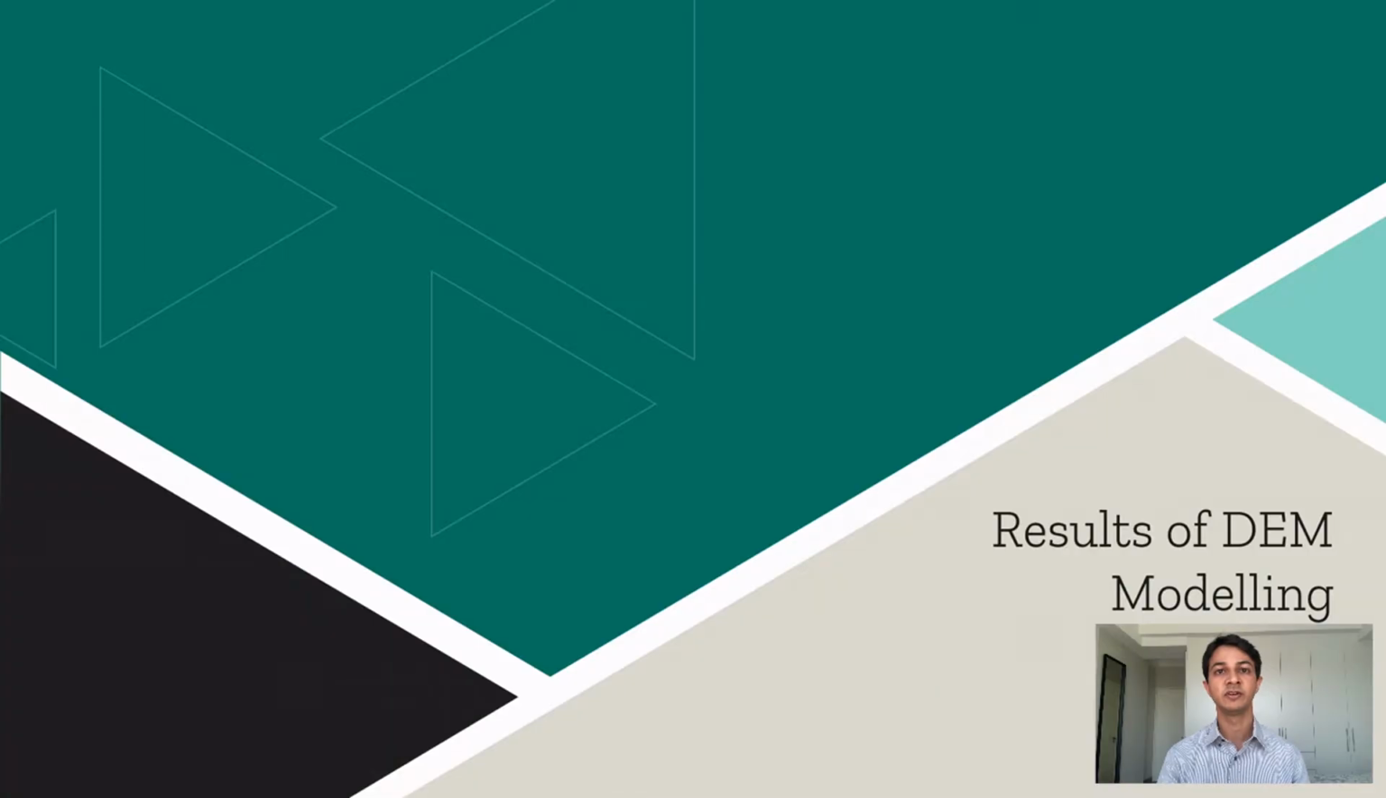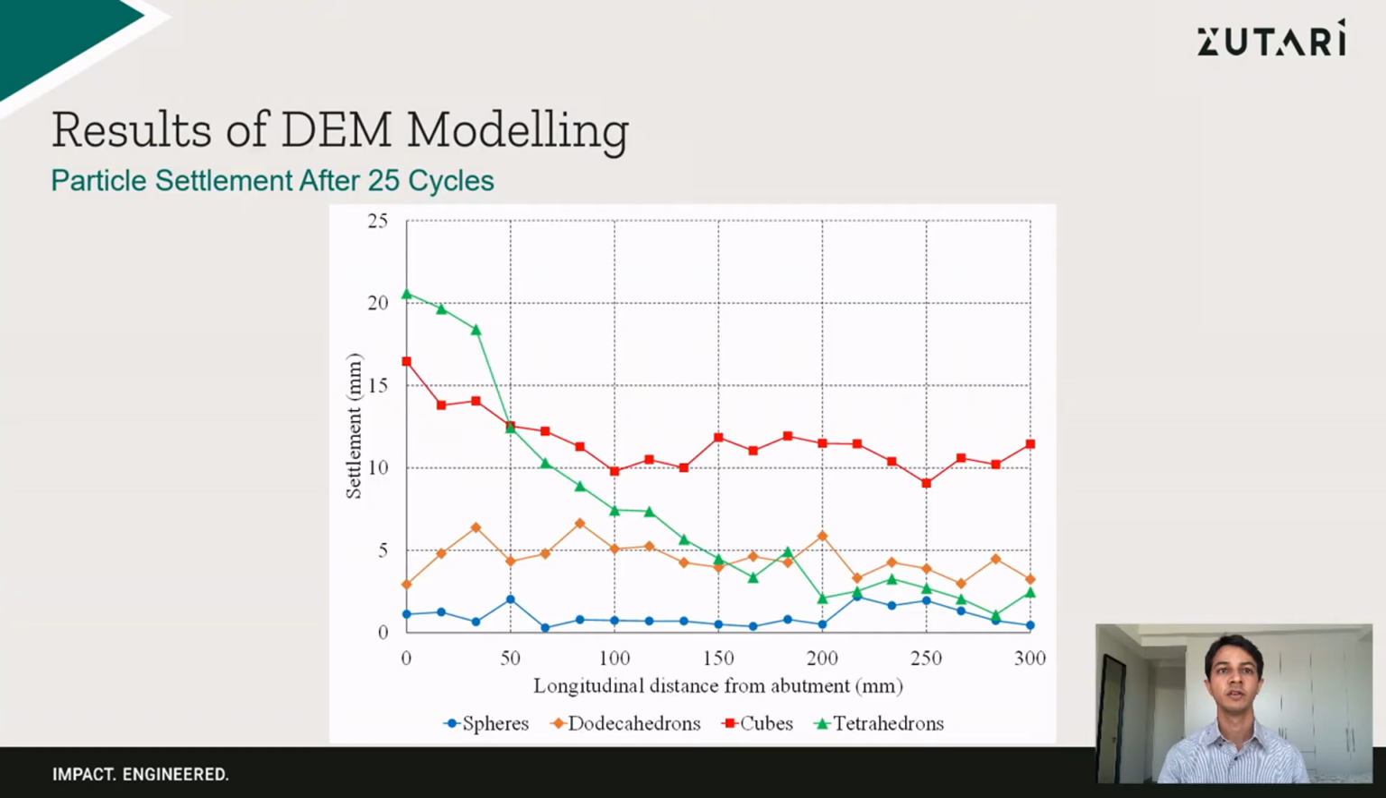The following settlement results were obtained when performing the simulations for the 4 different particle shapes. When assessing settlement across the DEM model after 25 cycles of the abutment wall, the spheres resulted in lower, uniform settlements, whereas the cubes had higher differential settlement and higher settlement overall. The tetrahedrons, which are the most angular of the particles, experience the highest differential settlement.